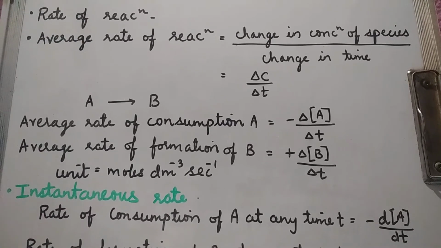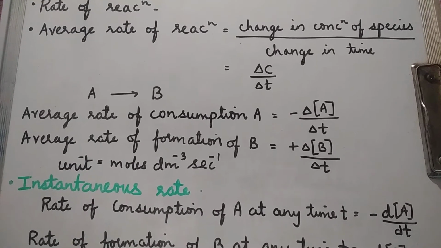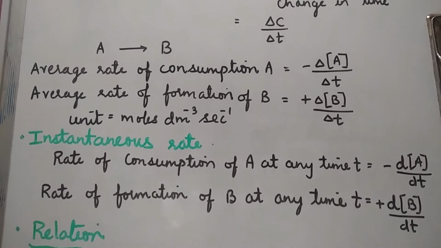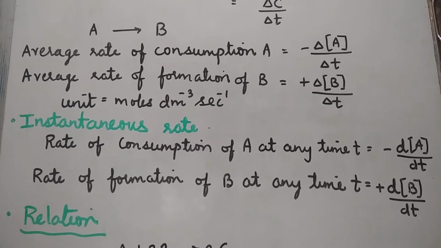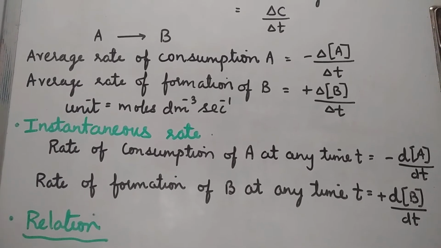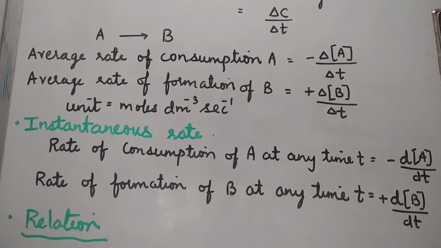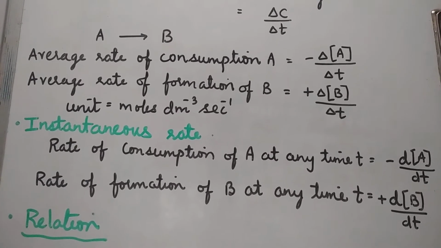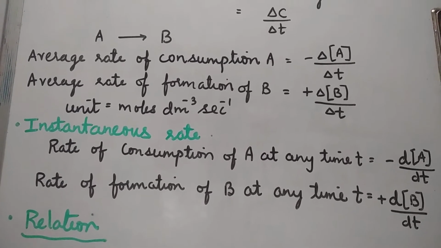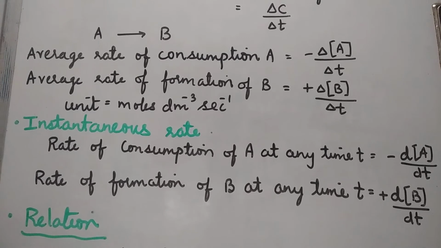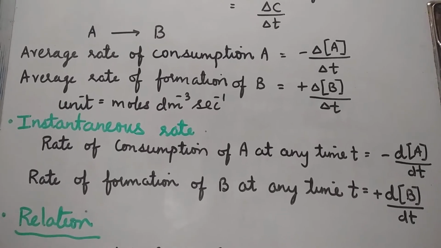Now we'll see what the meaning of species is here. Just now I said that species can be either reactant or the product. So here you can consider a reaction where A is giving the product B. I can calculate the rate of reaction in terms of A or in terms of B. Now how to write it? Average rate of consumption of A is equal to minus delta concentration of A upon change in time, delta T. Delta indicates change here.